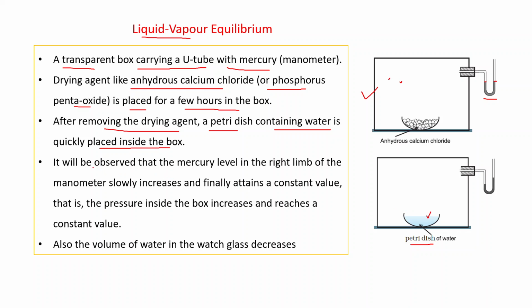Now observe. It will be observed that the mercury level in the right limb of the manometer slowly increases and finally attains a constant value. That is, the pressure inside the box increases and reaches a constant value. You can see in this limb, the level of mercury is increased, starting from initial, and after some time it becomes constant. It means equilibrium has been reached between the liquid and vapor. And also the volume of water in the watch glass decreases.